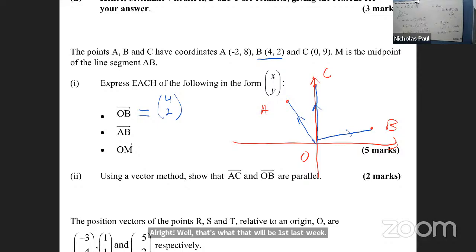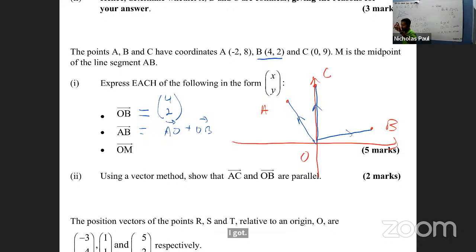Isa, what is AB? AB would be going from A to O and then O to B. And then put M on your diagram and work it out. Hurry up. This is what we did last week. You have to revise so you can go into the next week, right? MB. Hurry up. Who got it? All right, I got it.